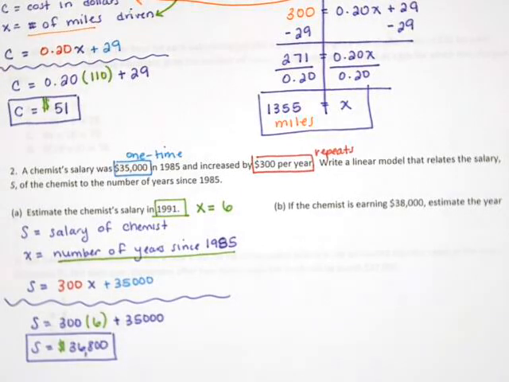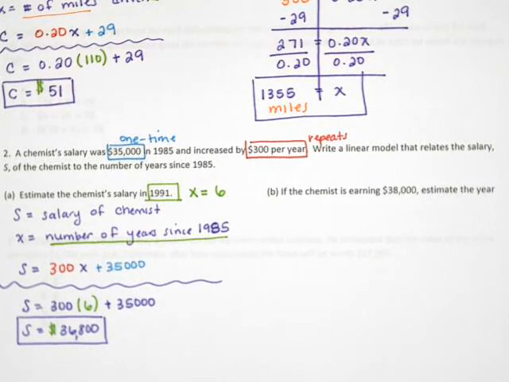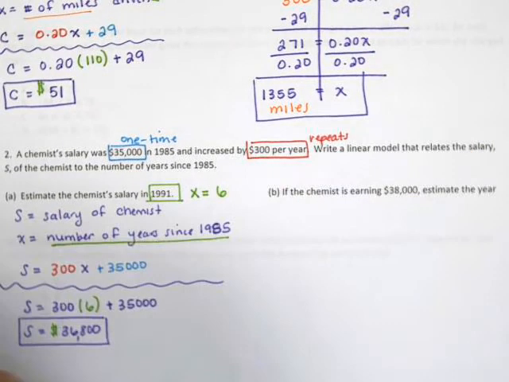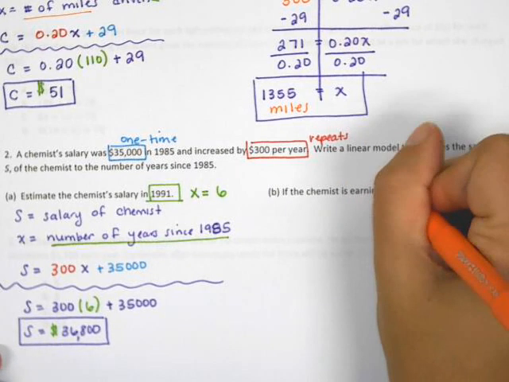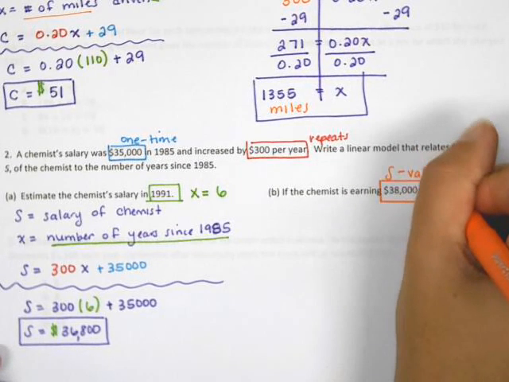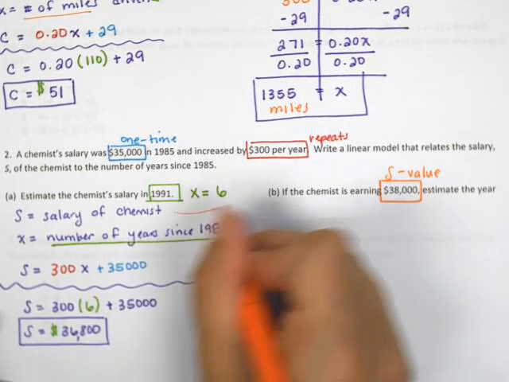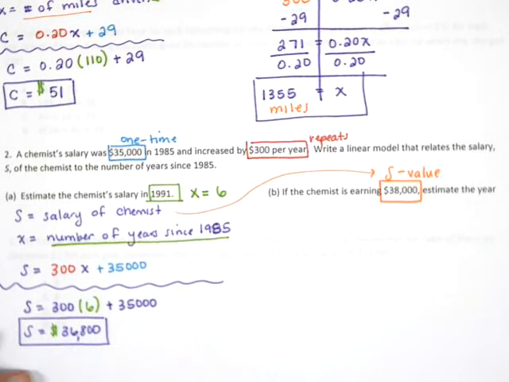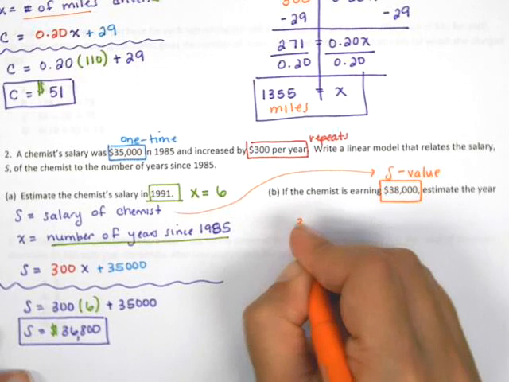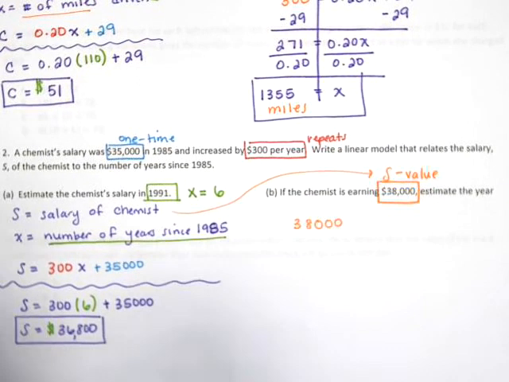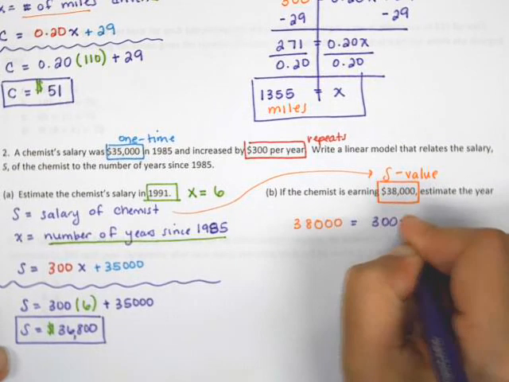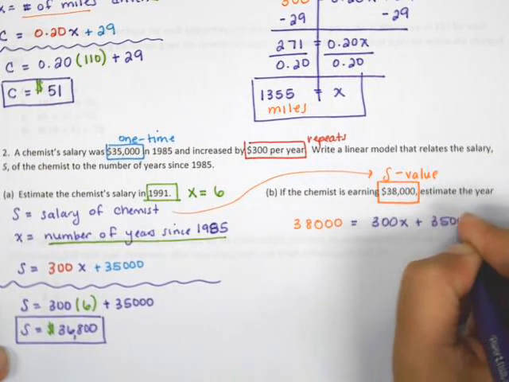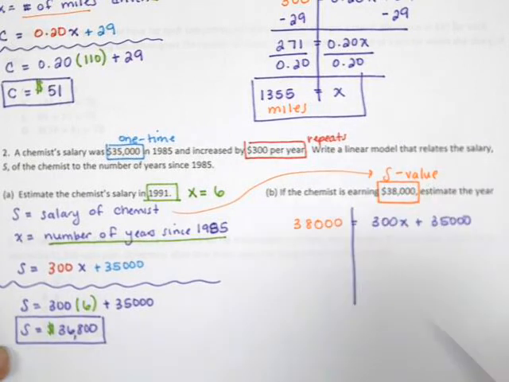Now, part B says, if the chemist is making $38,000, estimate the year. Because this says $38,000, that's going to be a salary value, because S stands for how much money he's making. So I'm going to replace the S, and I'm going to write 38,000 equals 300x plus 35,000. And then I'm going to solve.